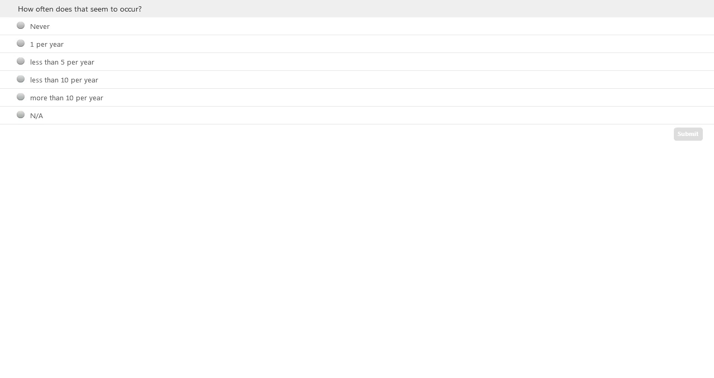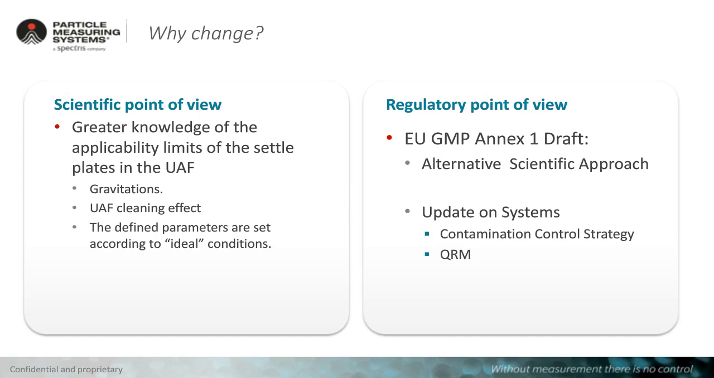So why do we really need to change now? And what is the reason why people are now considering a change? The first is the understanding of the science behind the settling, which has become more and more evident. We know better what happens in the unidirectional airflow, and that settle plates are not a measure of air quality but of surface quality. So gravitation plays a role, and the cleaning effect of the unidirectional flow is important. And of course, the defined parameters are set according to ideal conditions, so we don't really know what happens under the conditions of use.